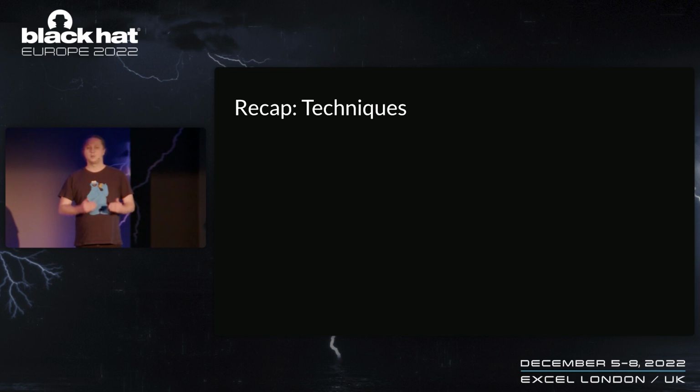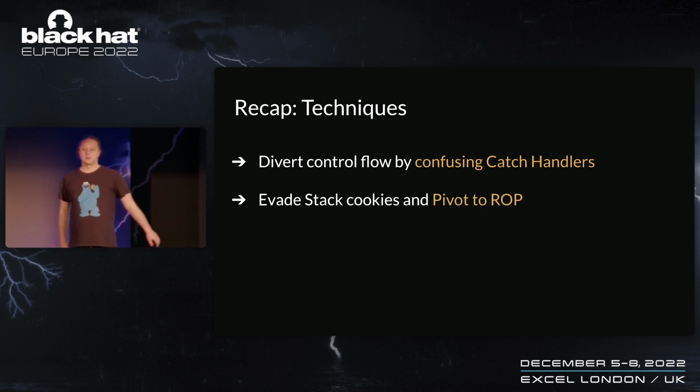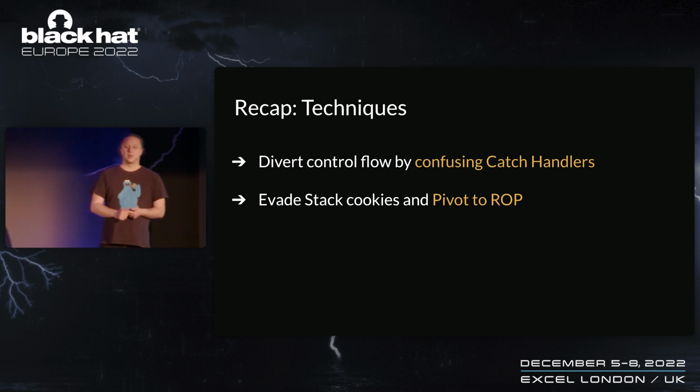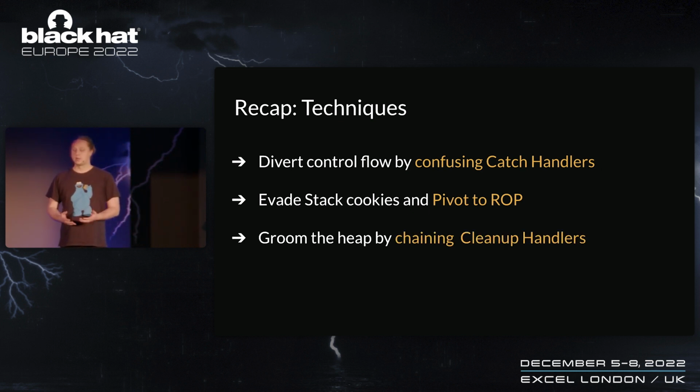Let's look at the techniques that we just saw. We started out by showing that we can divert control flow using a stack buffer overflow to a specific different handler. So this was a cleanup handler or a catch handler diversion, invoking the wrong catch handler for that exception. One example of that catch handler would be the golden gadget in libstdc++, but we can also divert to catch handlers or handlers that don't have stack cookies enabled. That allows us to pivot to ROP.